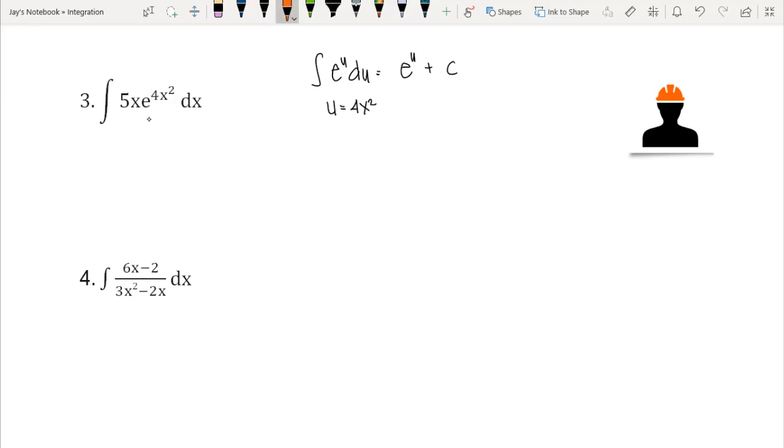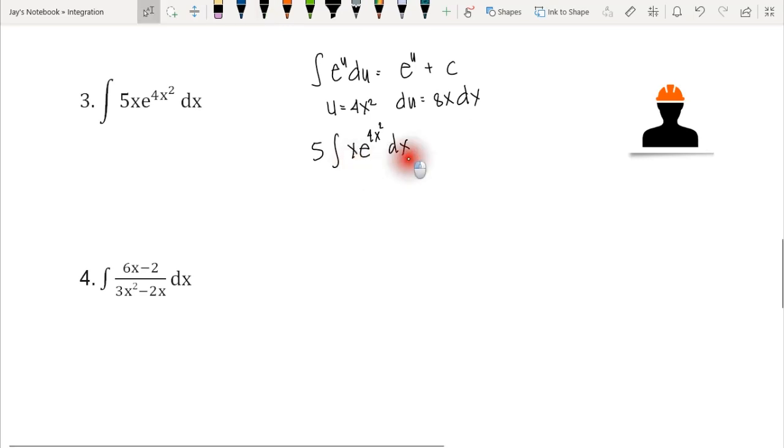Okay, now we have constant 5. We can actually move 5 outside of the integration. That could give us 5 times the integration of x e raised to 4x squared dx. Now this one is our u, but du here should be 8x dx, the derivative of 4x squared. But take note, we only have x dx as our du.